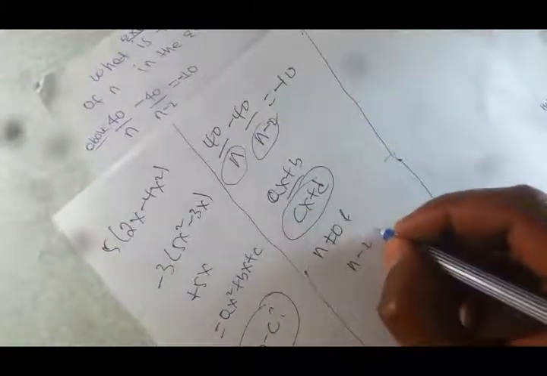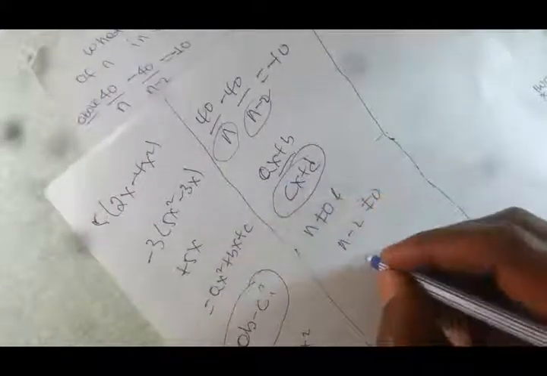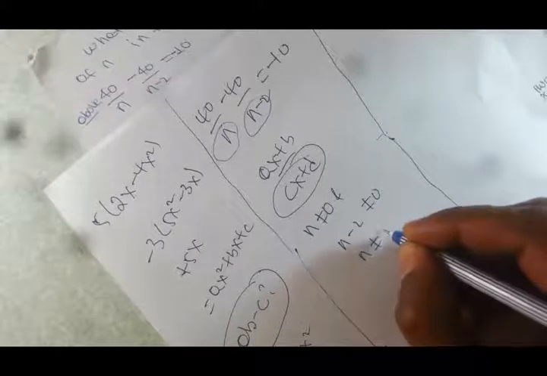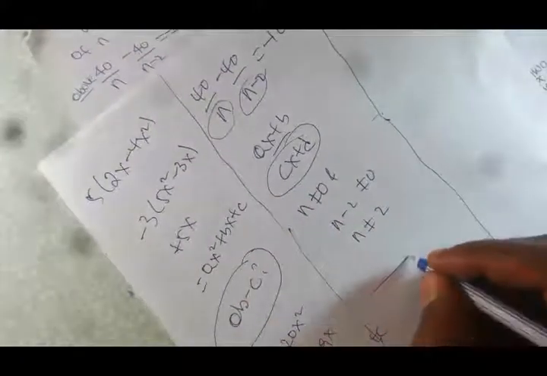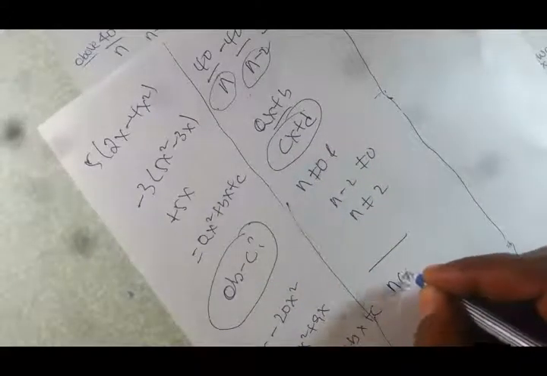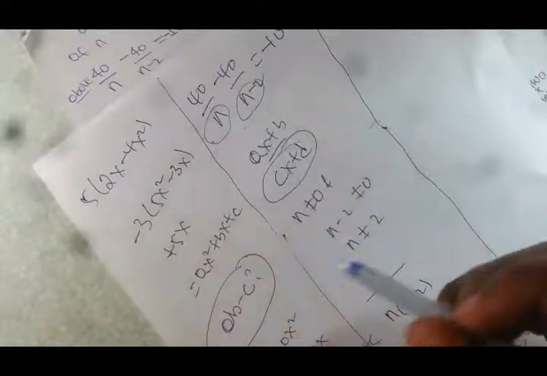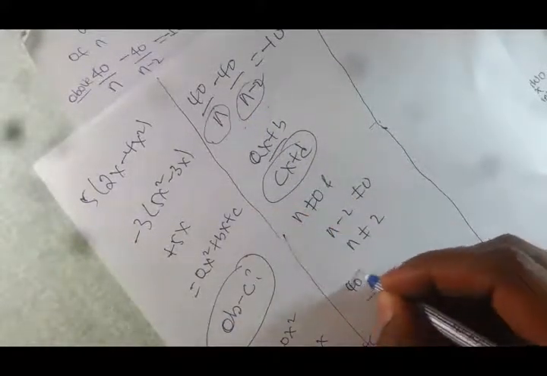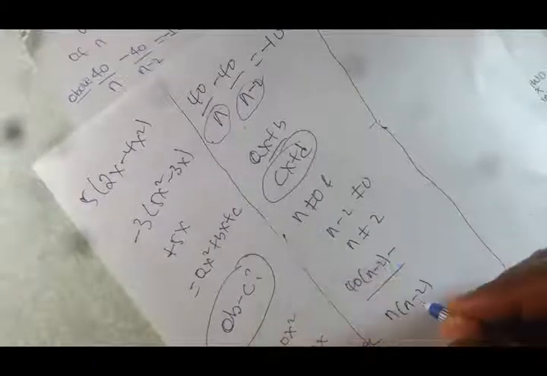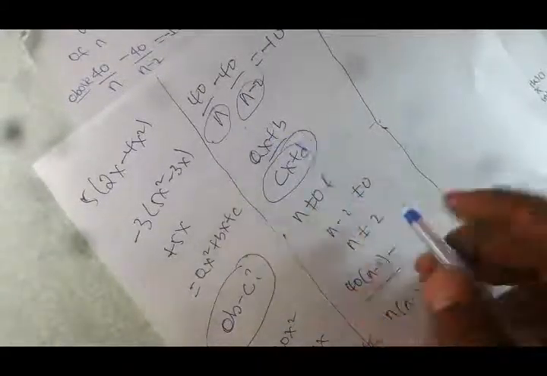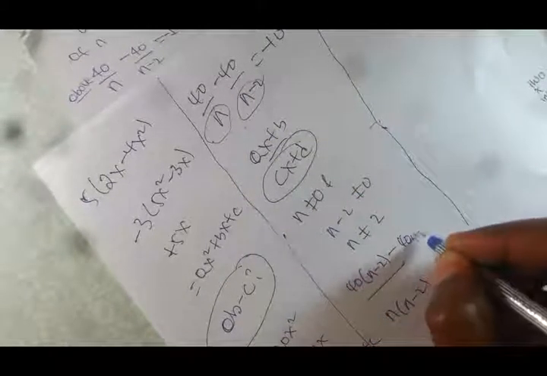So n minus 2 also must be different from 0. Therefore n must be different from 2. Then what is the common denominator of n? The common denominator of n and n minus 2 is n times n minus 2. Therefore n times n minus 2 divided by n minus 2 will leave n. Therefore 14 times n minus 2 minus, when this is divided by this, n will be left, 14n is equal to minus 10.